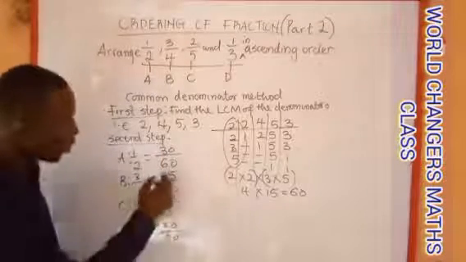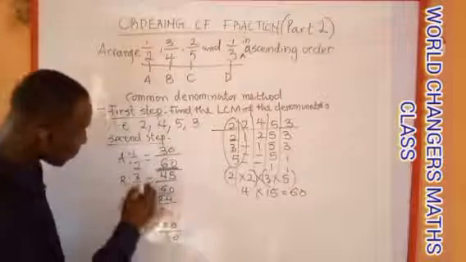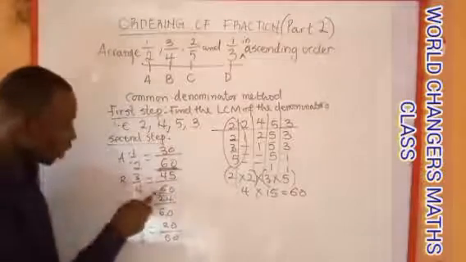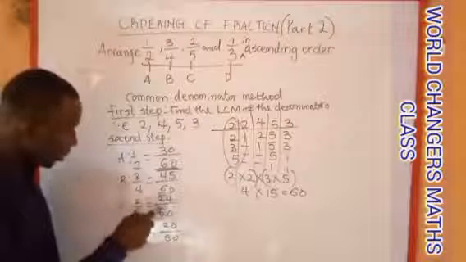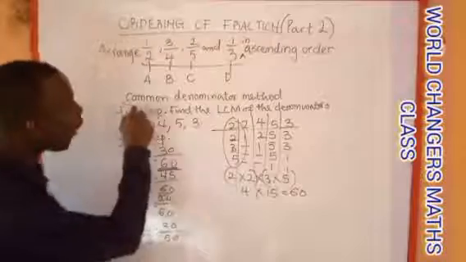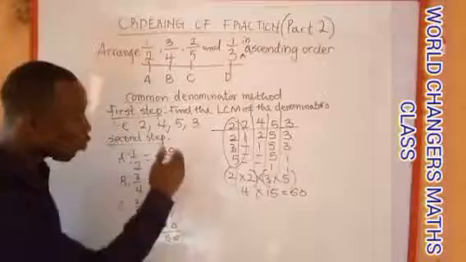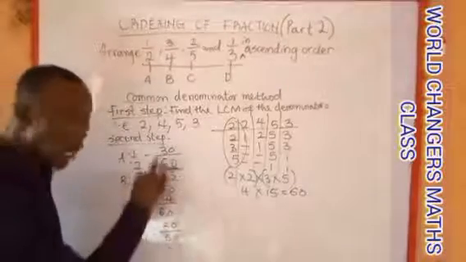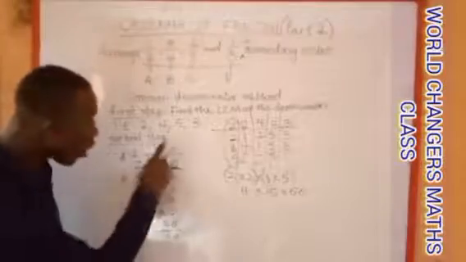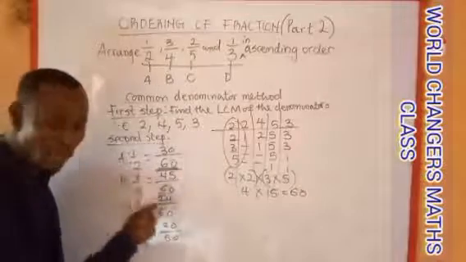Now, pay attention. You discover that all these fractions have the same denominator now. The denominator of fraction A is 60, the denominator of fraction B is 60, the denominator of fraction C is 60, and the denominator of fraction D is 60. That is why we say common denominator. And don't forget that when the denominators of two or more fractions are the same, the smallest fraction is the fraction that has the lowest numerator, or the biggest fraction is the fraction that has the highest numerator.